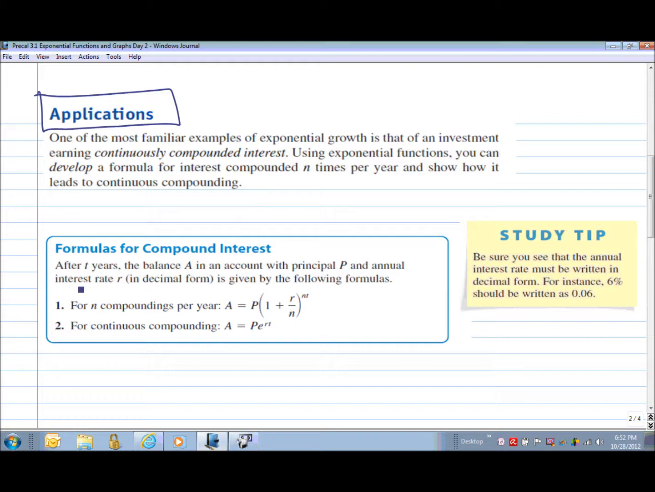Here are the two major interest formulas that you will need to know for the next test. I will not give these to you. You will need to know these. These are not new. You did go over these last year. I just want to talk about this. This is for n compounding per year. Okay, n number of times per year.